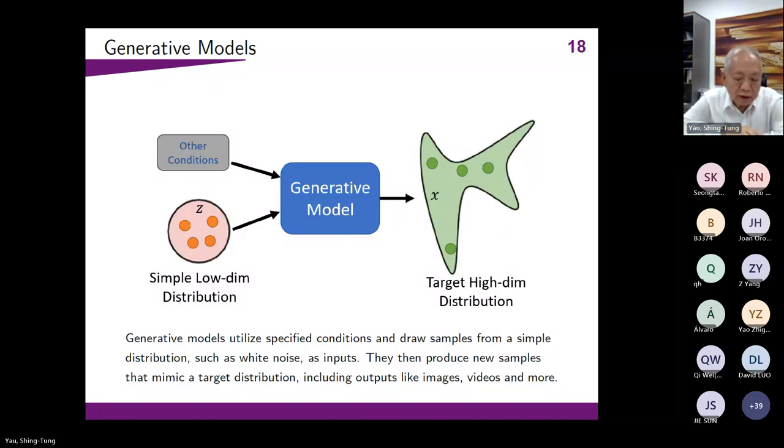Well, so this is a generative model, which utilizes specified conditions and draws samples from a simple distribution, such as white noise, as inputs. They then produce new samples that mimic a target distribution, including output like images, videos, and others. So that is how the generative model is described here.